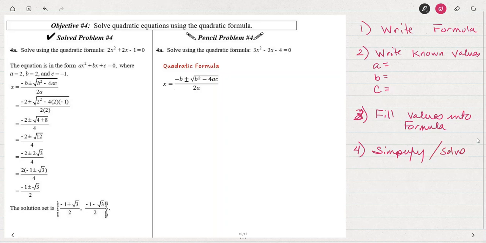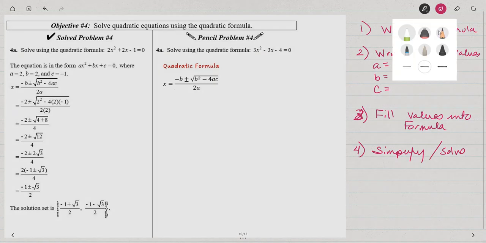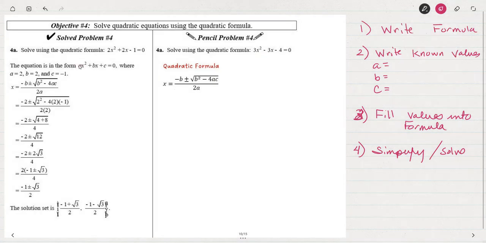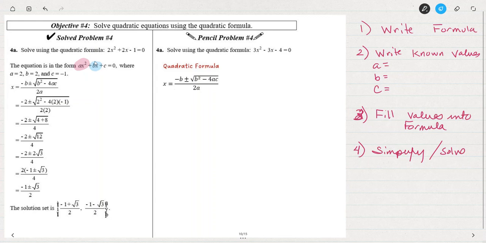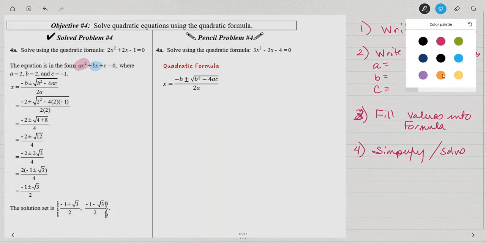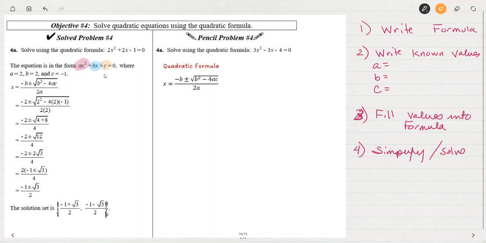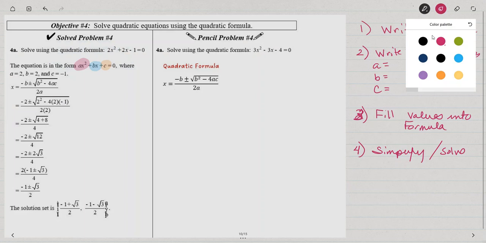Now to start with, when we're looking at a quadratic equation, notice that the coefficient of the x squared term, that's labeled A. The coefficient of the x term, the linear term, is going to be B. And the x to the 0 term, or in other words, we could just think of it as the constant, is going to be C. So in our problem, we can see that A is 3, we can see that B is -3, and we can see that C is -4.